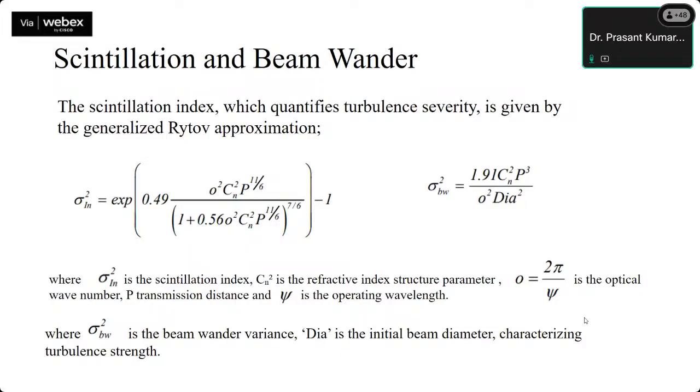turbulence. Similarly, you can also find out this beam wander, whereby you need to use the same distance, the refractive index parameters, and this DIA that I mentioned, that is the initial beam diameter, which is going to characterize the turbulence strength. So this is what the beam wander is.